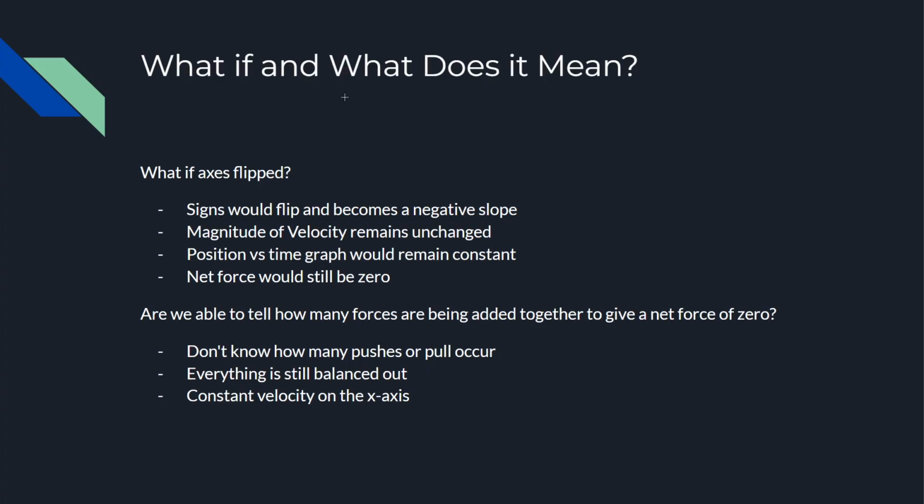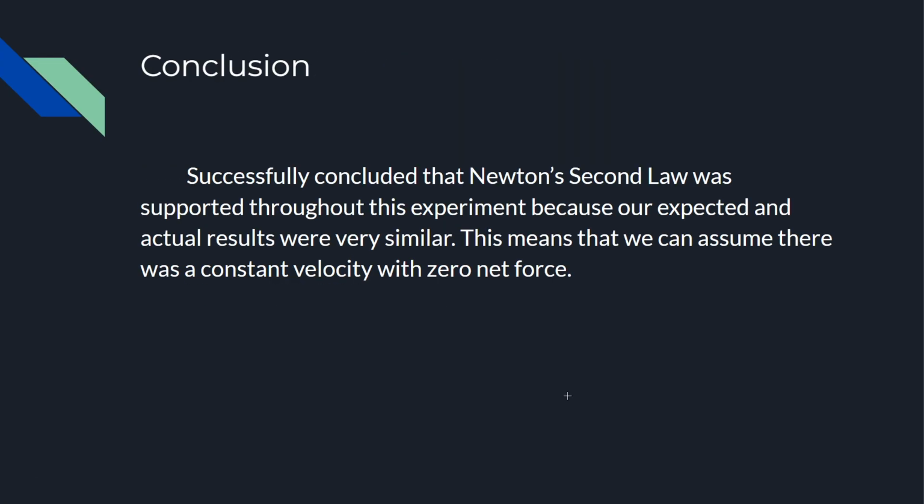What if, and what does it mean? What if the axes were flipped? This would just mean that the sign would flip and the slope would become negative. However, the magnitude of velocity would remain unchanged. The position versus time graph would also remain constant. And the net force would still be 0 either way. Are we able to tell how many forces are being added together to give a net force of 0? No, because we don't know how many pushes or pulls occur, because everything is still balanced out and there's still constant velocity in the x-axis.